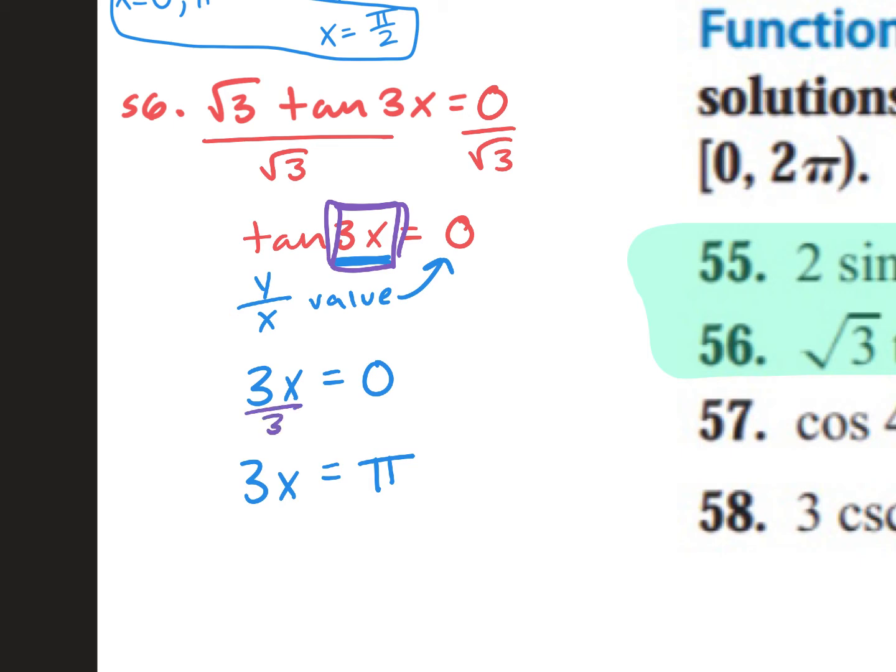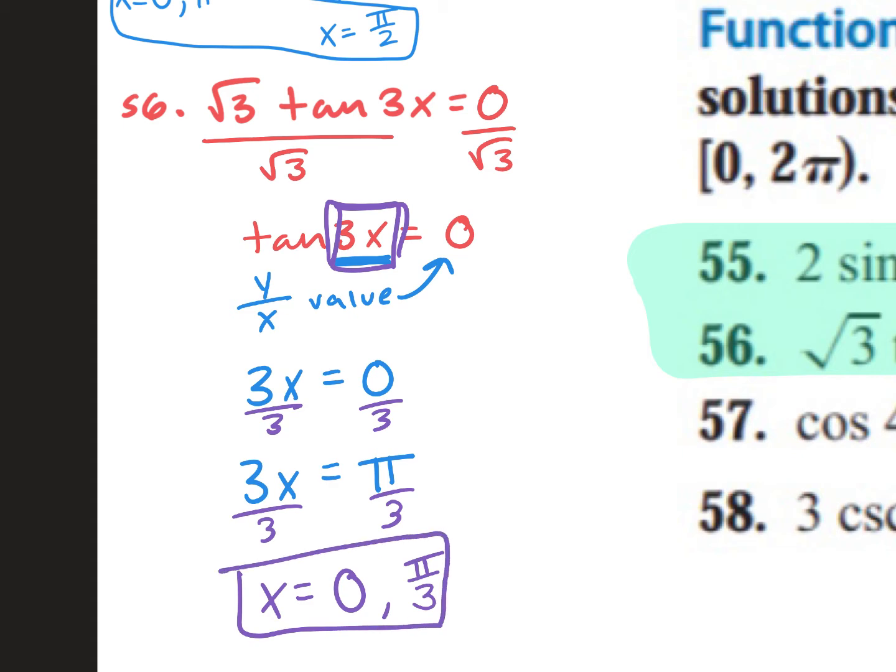Divide by 3. So I have x is equal to 0 divided by 3, which is just 0, and then pi divided by 3 would be pi over 3. So if you have a multiple angle, if you have anything happening directly to that x, you do the same exact thing. That's just the last step. So there's just one additional step at the end, but everything else you do the same from before.